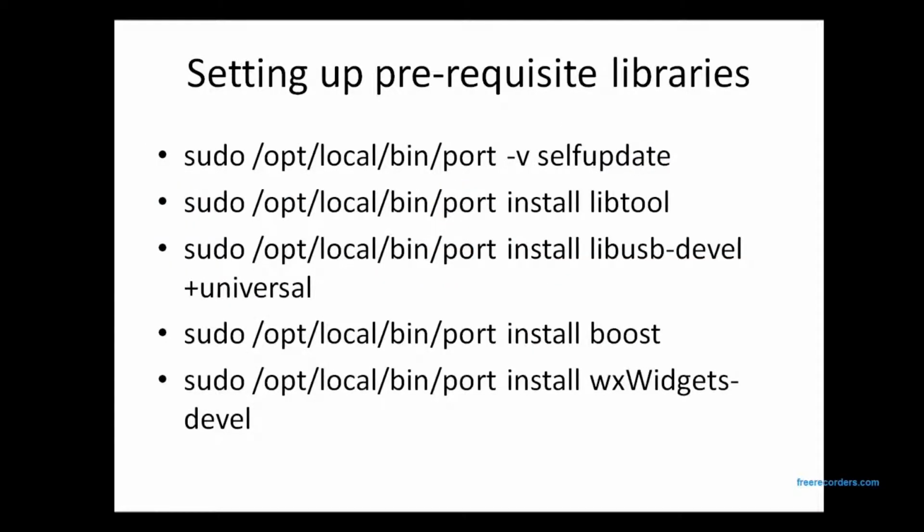The second thing is we install the prerequisite libraries. We have five commands for that. The first is selfupdate, which updates all the ports that we have available on the Mac. The second is installing libtool, and the following are libusb-devel universal, and then installing boost and installing wxWidgets.